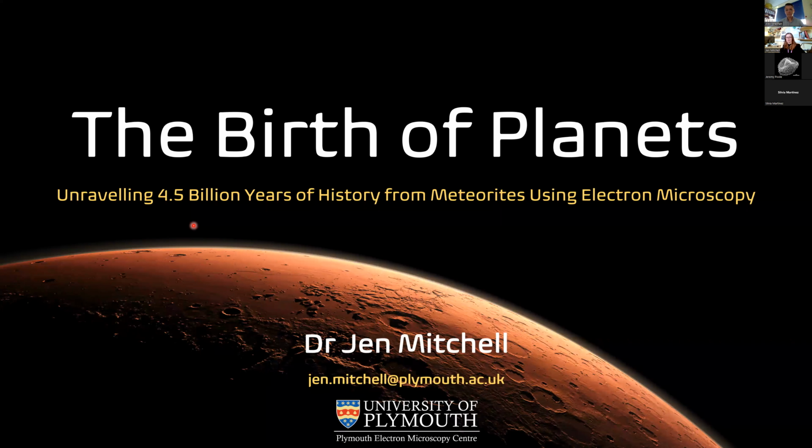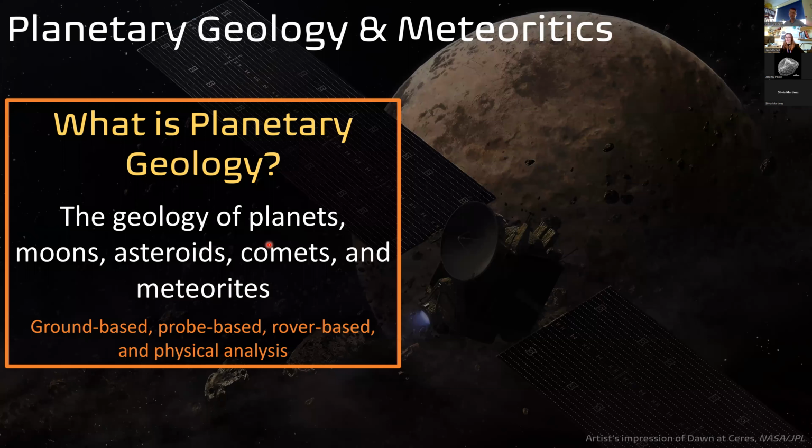I handle all things sort of rock related, but in my own research and in my own time, I use electron microscopy to analyze meteorites, which is a little bit of fun. So planetary geology is basically the study of planets, moons, asteroids, meteorites, and that can be done through ground-based or probe-based, rover-based sort of analysis, but we can also do physical analysis by using meteorites. So even though we can't physically go to other planets, we can look at things that have come from them and make inferences about that.